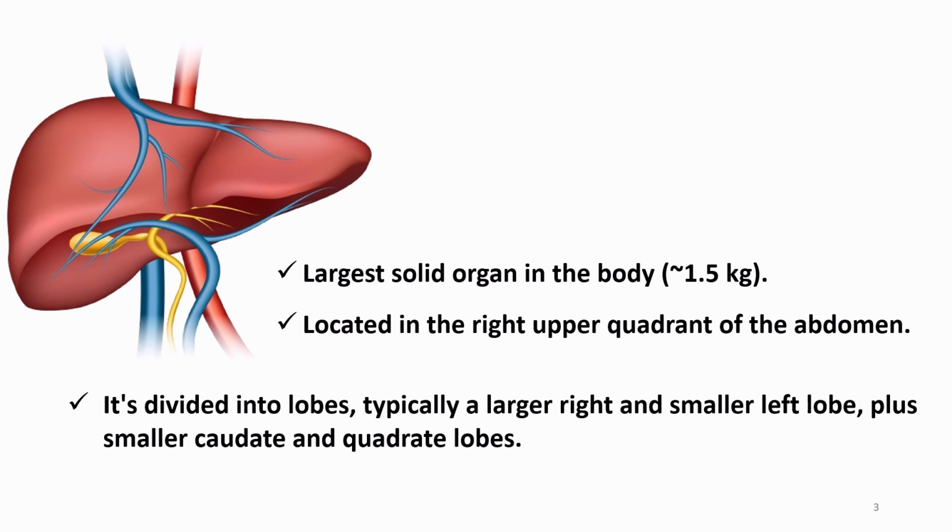Liver is the largest solid organ in the body. It is located in the right upper quadrant of the abdomen. It is divided into lobes: larger right, smaller left, and minor caudate and quadrate lobes.